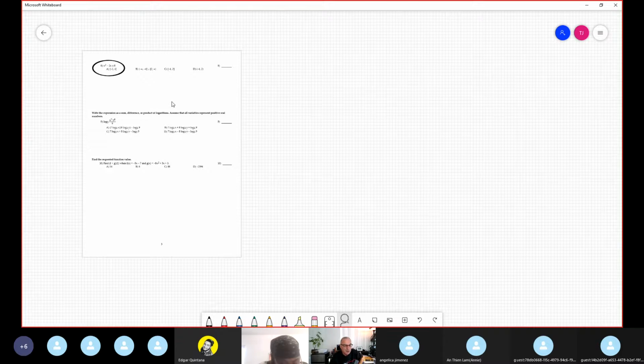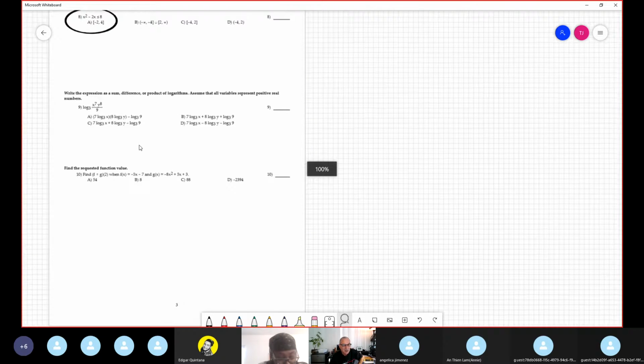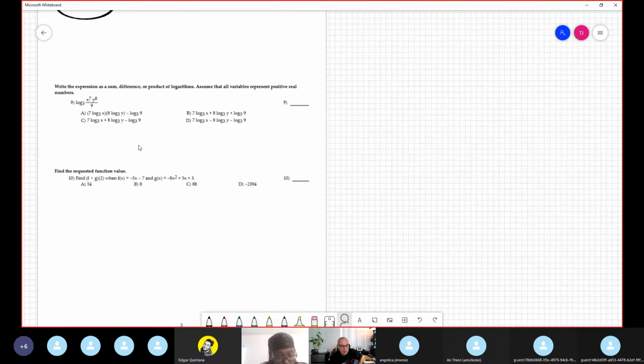Oh, this is super easy. Look at that. This is only: write the expression as a sum, difference, or product of logarithms. Assume that all variables are positive. Okay. This is easy. It's just applying the properties of the logarithm. x to the 7, y to the 8, and 9.